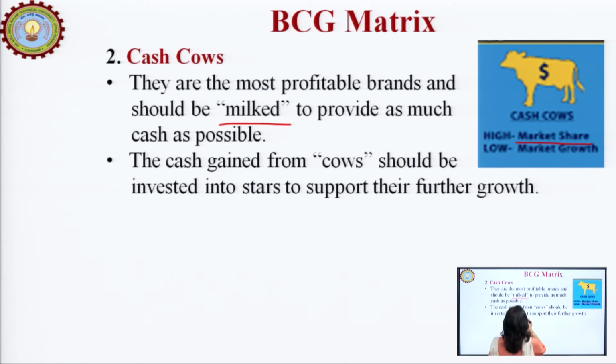Now, stars at this point of time we do not know much about them, but if you recall the matrix which we saw in the earlier slide, first slide, you know that stars are businesses which have a lot of potential. They are generating cash also, and their market growth rate is also high. So, all that cash which comes from cash cows, it should be given to stars.